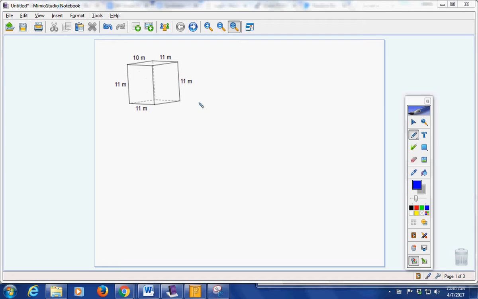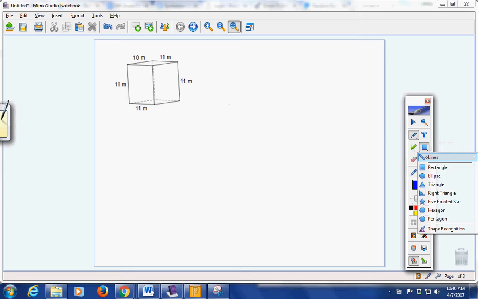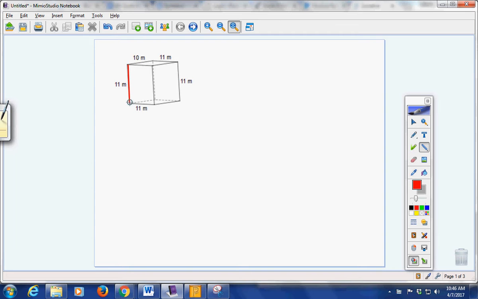Now, one way we can do this is to create a net. So what I'm going to do is try to highlight here what I'm talking about. So let's look at this front face here, that rectangle. And I'm going to draw a really rough picture of it over here. Now if I look at this rectangle, it's an 11 by 11.